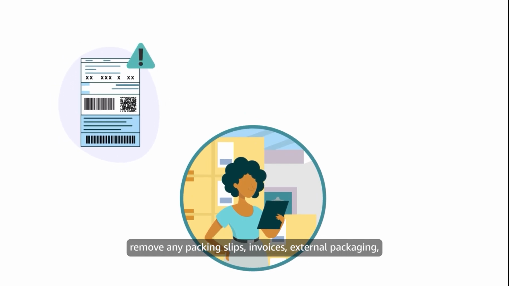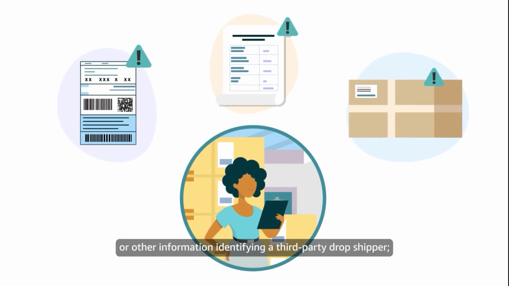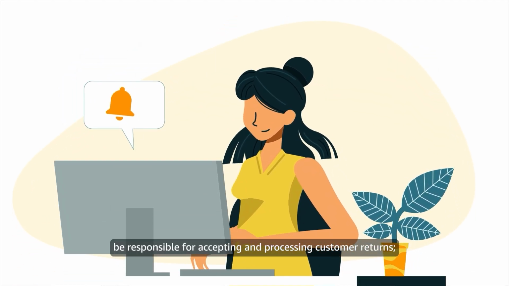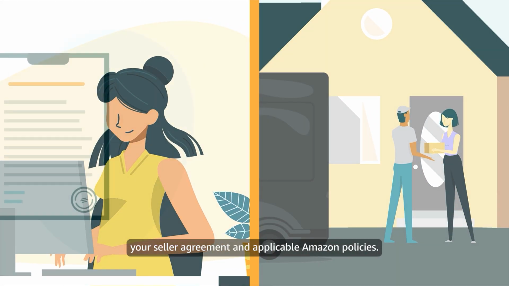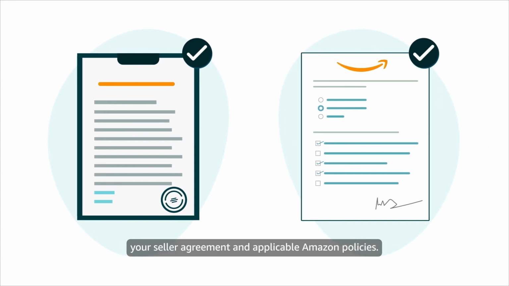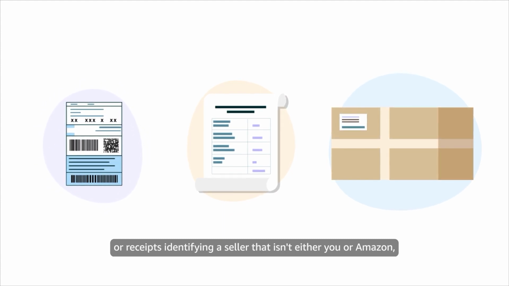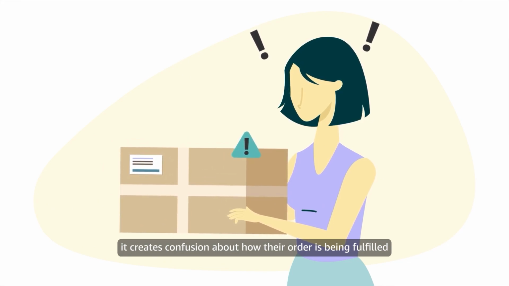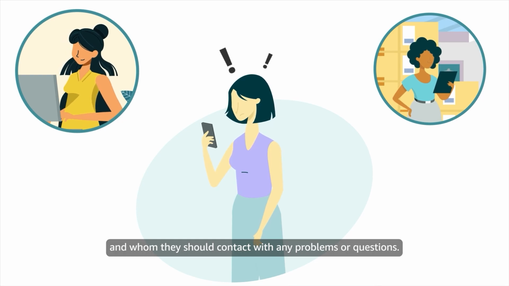Remove any packing slips, invoices, external packaging, or other information identifying a third-party dropshipper. Be responsible for accepting and processing customer returns, and comply with all other terms of your seller agreement and applicable Amazon policies. Anytime a customer sees packaging, invoices, or receipts identifying a seller that isn't either you or Amazon, it creates confusion about how their order is being fulfilled and whom they should contact with any problems or questions.